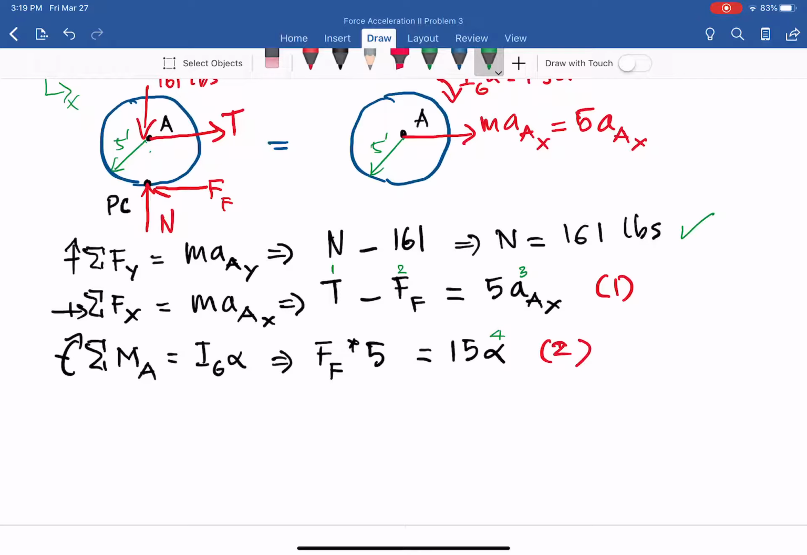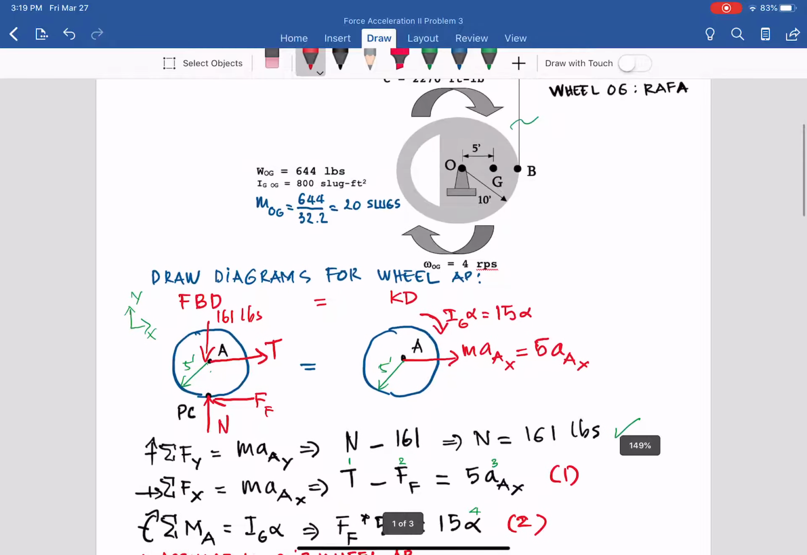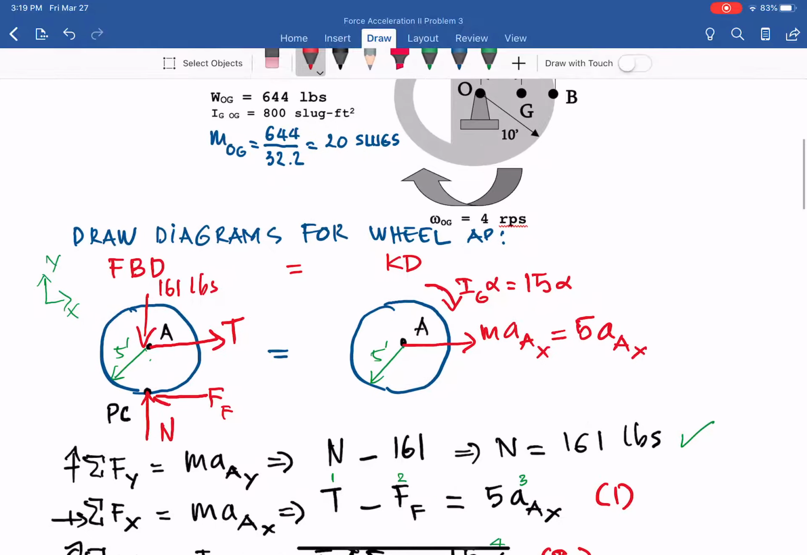So in this case, let's always assume no slip first. If you don't recall, go back to problem 4 of force acceleration 1 when we deal with slip, no slip wheel. Very important, go back to that one. Always assume no slip first. Don't assume slipping first in this type of problem. So assume no slip, and in this case the wheel A. We already have the radius, so nothing is said about slip or not slip in there.